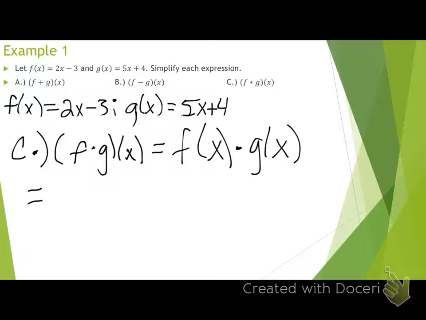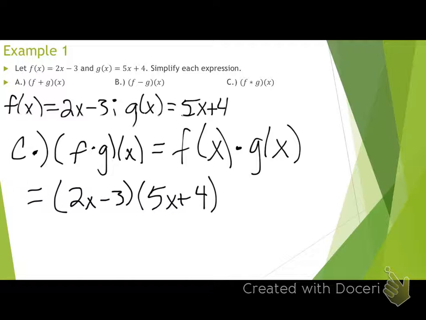What's my f of x? 2x minus 3. 2x minus 3 times g of x. What's g of x? 5x plus 4. Like I said, we're going to talk about this more in depth in a later chapter. How to multiply that. Some of us may already know how to. We use this word called FOIL. It's an acronym. Stands for first, outer, inner, last. So, F stands for first.